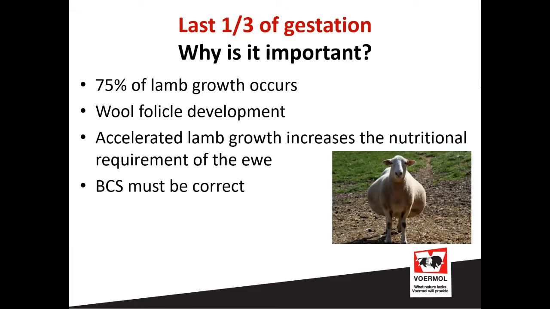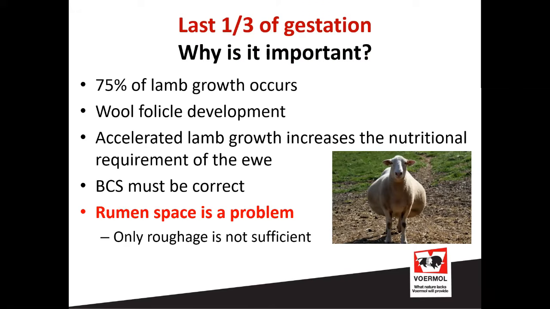And very important, once again, the body condition score should be correct by this time, right? We've had enough time to get that body condition score to around 3.5 during this stage. Otherwise, we're going to sit with lamb survival issues, right? There's a second problem that we're dealing with at this stage, and that is rumen space. Only roughage is not sufficient. We need to concentrate the feed, feed higher quality feed, to ensure the animal is actually getting the right kind of feed for their specific nutritional requirement at this stage.